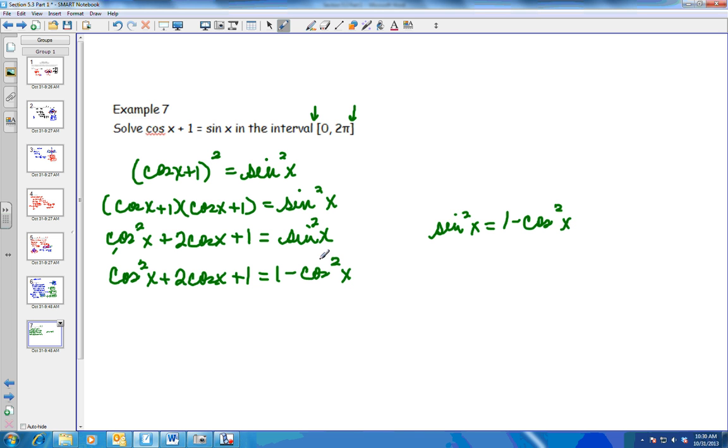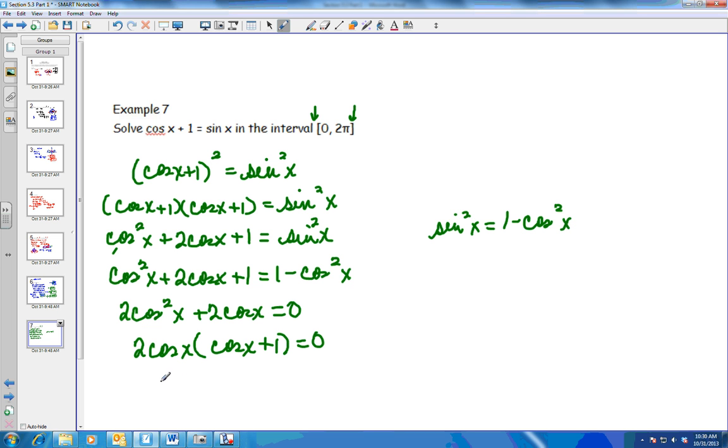Now I have a quadratic equation, so I need to set it equal to 0. So I'm going to move all this over. So when I add cosine squared x, I get 2 cosine squared x plus 2 cosine x. When I subtract 1, I get 0. So these ones cancel each other out. Now to factor this, I notice that they each have a 2 cosine x in common. So I'm factoring out a 2 cosine x. In parentheses, what I would have left is cosine x plus 1.